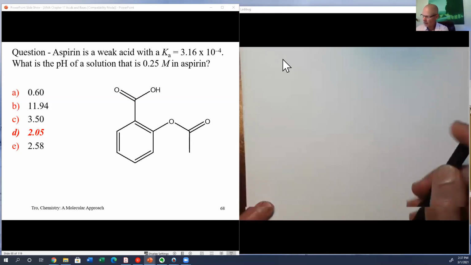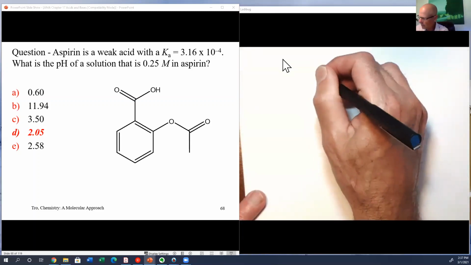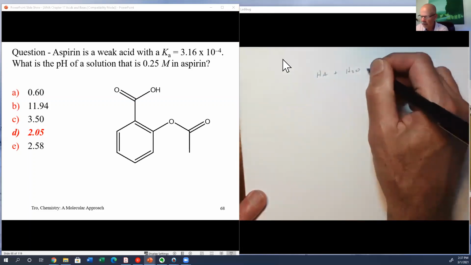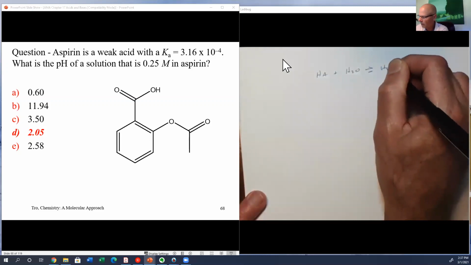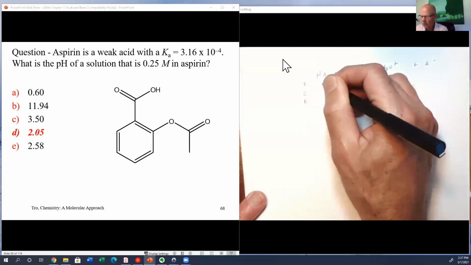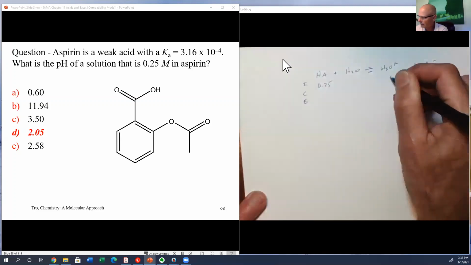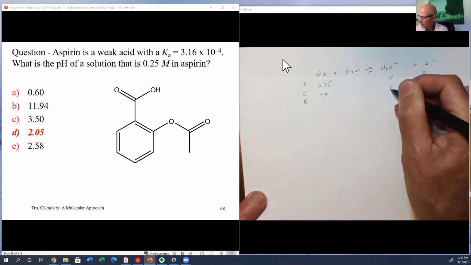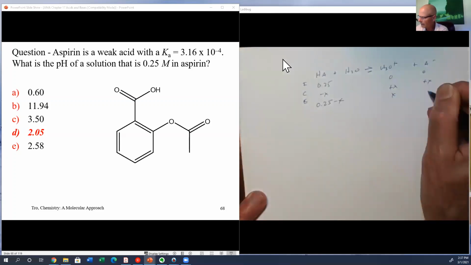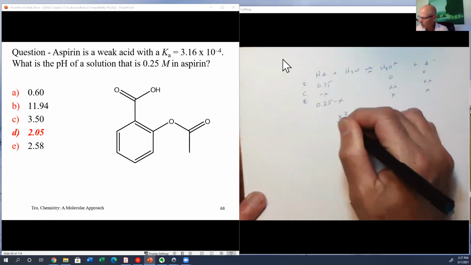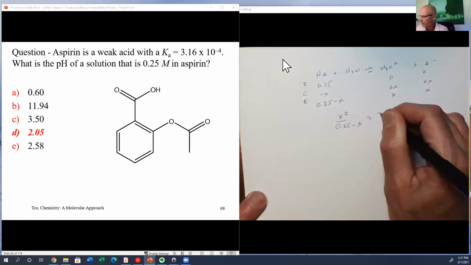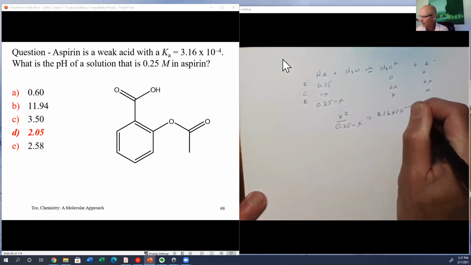Really briefly here, you write the equation for the ionization. In this case, I'm just going to use HA because I don't know the formula, but you can always write it this way. HA plus H2O gives H3O plus plus A minus, right? And then you have your ICE table. Put your initial concentration here: 0.25, 0, 0, then minus X, plus X, plus X, giving 0.25 minus X, X, and X. So you get X squared over 0.25 minus X is equal to Ka, 3.16 times 10 to the minus 4.